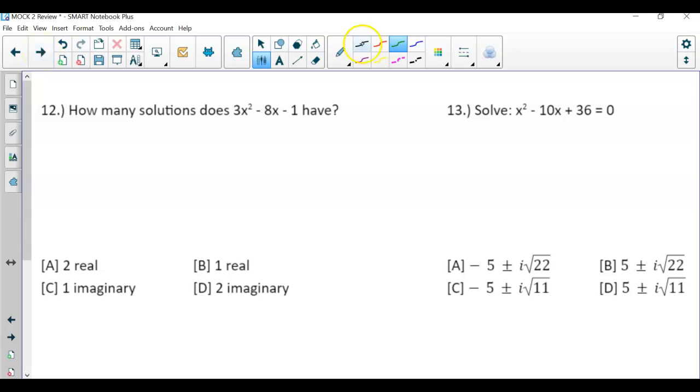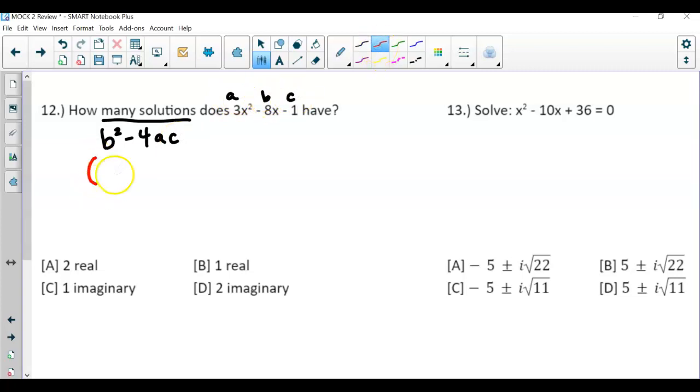Question number 12. How many solutions does this quadratic have? Remember, if I'm looking for whether there are 2 real, 1 real, we are going to find the discriminant. So b squared minus 4 times a times c. So here's my a, b, and c values.